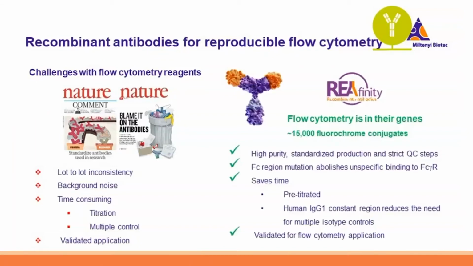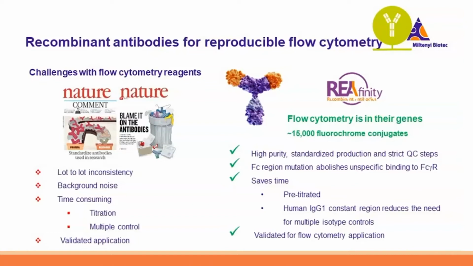So Miltenyi Biotec actually pioneered the REAffinity antibodies. These are recombinantly generated antibodies in an in vitro expression system, and this assures a very high purity and standardized production and also strict QC steps. In this antibody line, the Fc region of these antibodies is mutated to abolish the unspecific binding to the FcR gamma receptor. And therefore, this also allows you to have only a single isotype control for multiple reagents and reduces time for that.